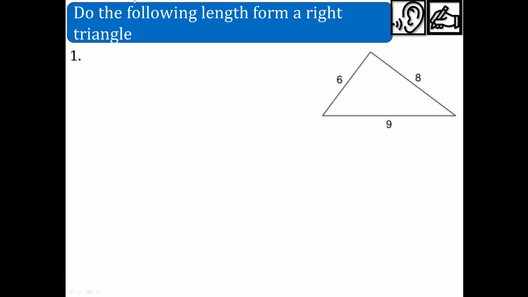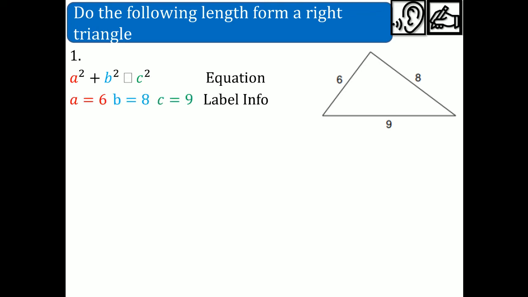Alright, now let's do the problem. This is the homework solution for March 14th. Do the following lengths form a right triangle? Here's number 1. Alright, 6, 8, and 9. Please understand that this is the equation, but we don't have an equal sign or a not equal sign. We just put a box. So it's A squared plus B squared, box, C squared.